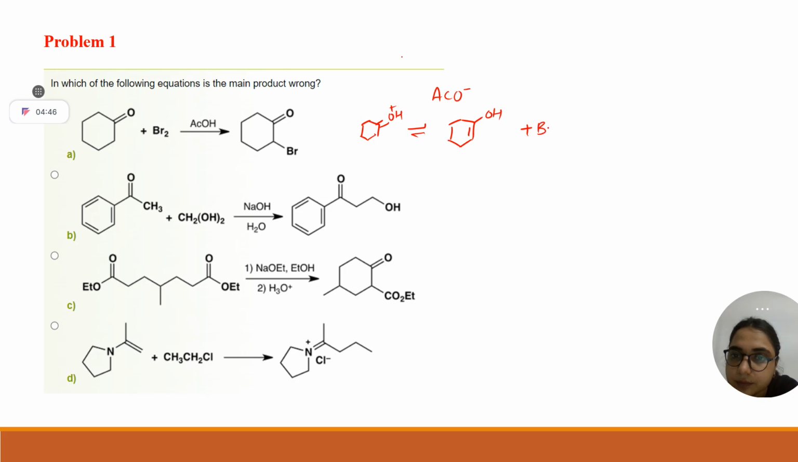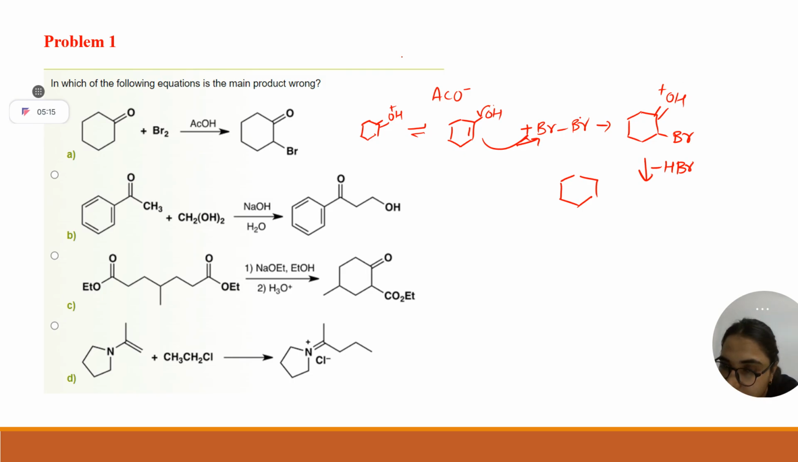Then what will happen? Br2 is there. This enol will come back and attack your Br2. And what you will get? And at last, removal of HBr. How? H plus from here and Br negative from here, right? So you will get the alpha brominated product. I hope this mechanism is clear to everyone. Yes or no?